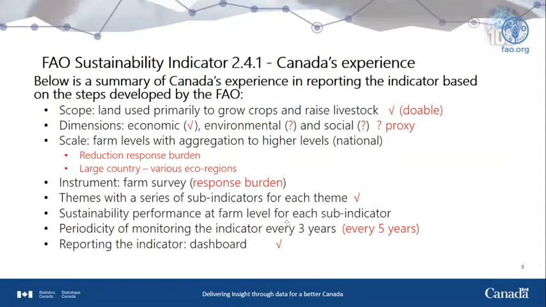So just to show you here the scope: for the land used, we had good data for crops and livestock raised, so it was not difficult to assess that. For the economic, we usually had good data sources as well to provide the sub-indicator result. For environmental, it's where we had to use more, and where you have the question marks, we're showing that we have to use some proxy.